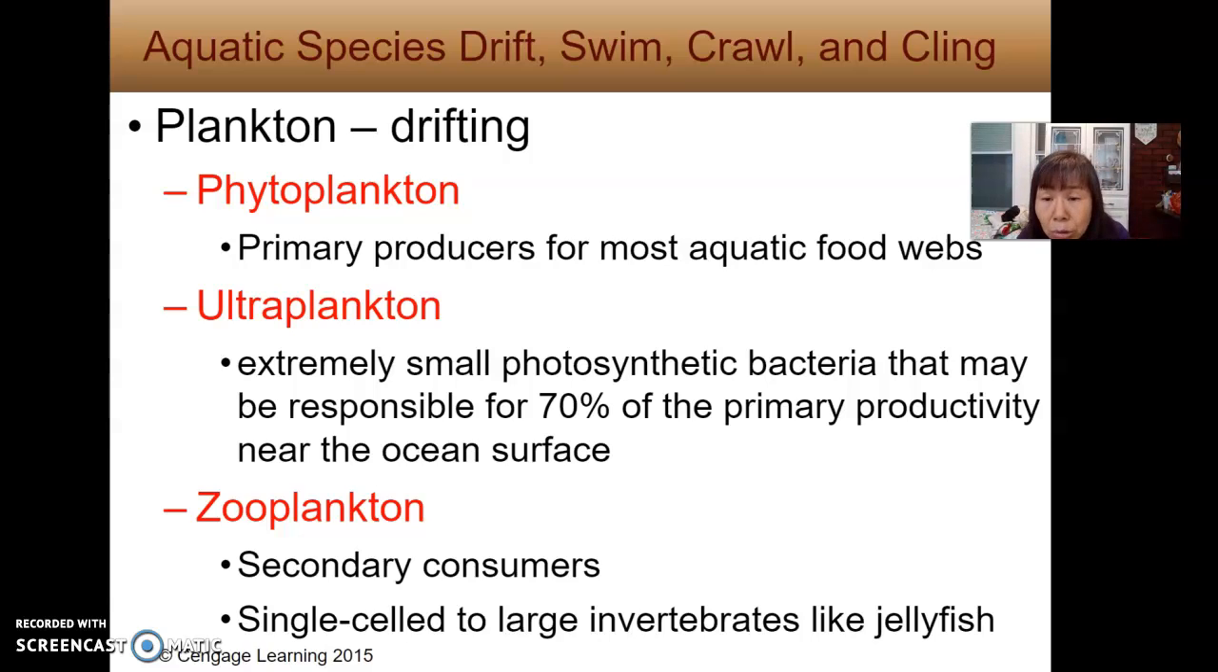And then you have ultraplankton. Those are extremely small photosynthetic bacteria that may be responsible for 70% of the primary productivity near the ocean surface. So photosynthetic bacteria are important. And then zooplankton. They are herbivores. They can be carnivores too, but those are consumers. They eat algae or they eat one another. They range from single-celled to large invertebrates like jellyfish.